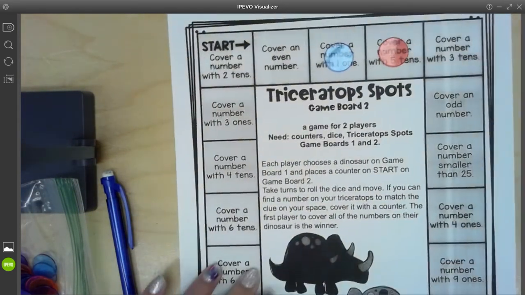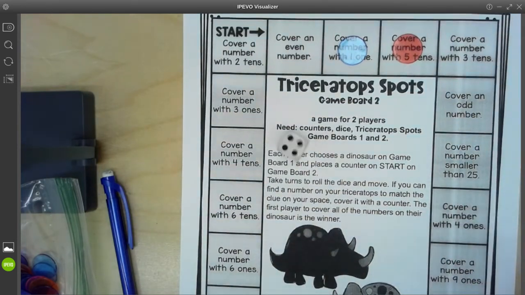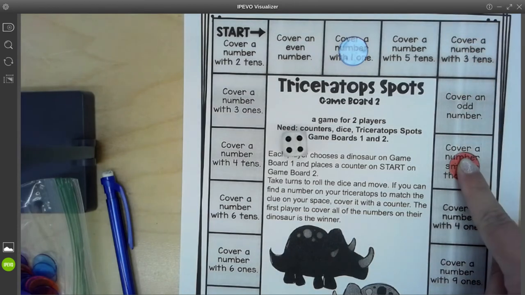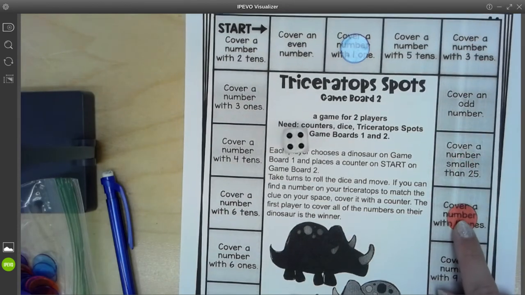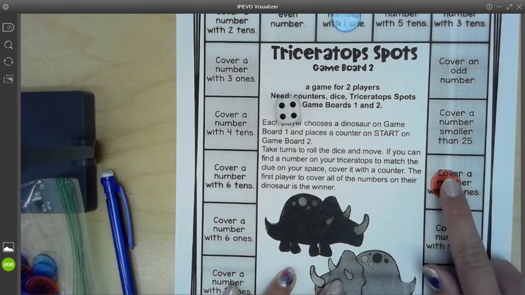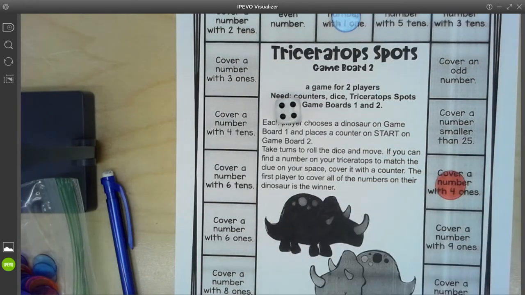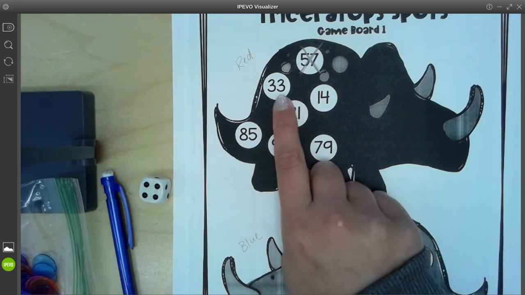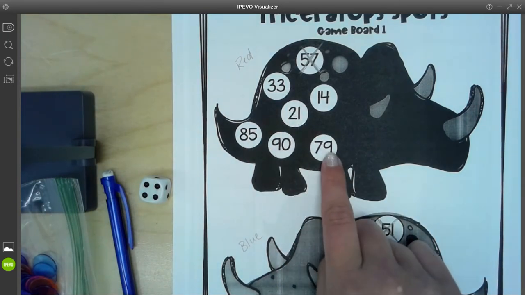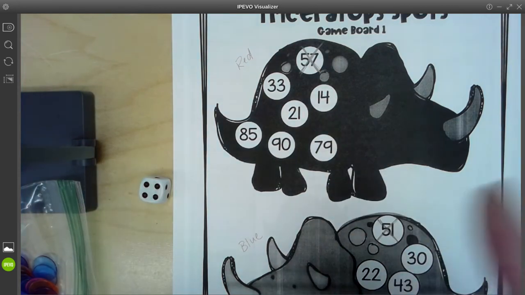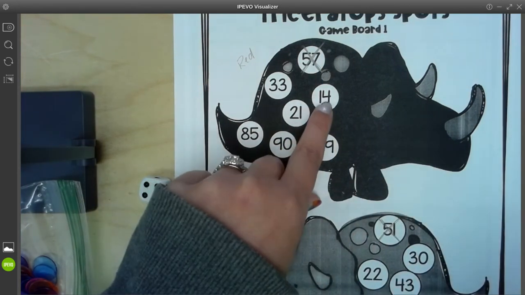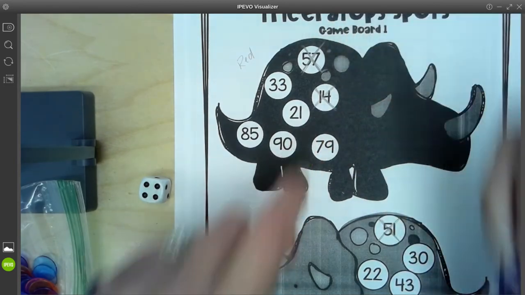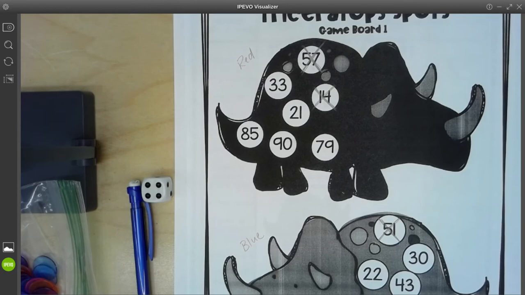It's going to be back to red. I'm going to roll the dice. They got 4. So 1, 2, 3, 4. And it says cover a number with 4 ones. Since I'm on red, I got to go to the red and look if there's one with 4 in the 1 spot. 3, 5, 1, 0, 9, 4. They have 14, which has a 4 in the 1 spot. So I'm going to mark it off. They've gotten lucky. They've had a number for all of them.